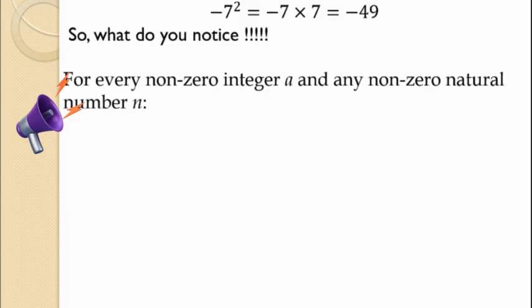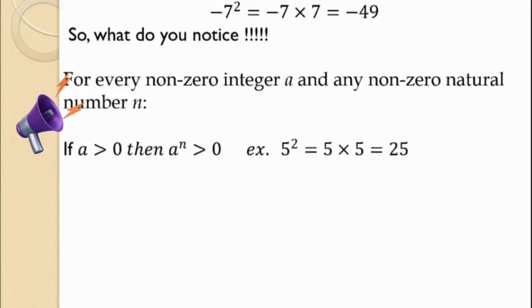For every non-zero integer a and any non-zero natural number n, if a is positive, then a to the power n will definitely be greater than 0. For example, 5 to the power 2, 5 is positive. So if I multiplied it by itself, 5 times 5 will be 25. The answer is positive.